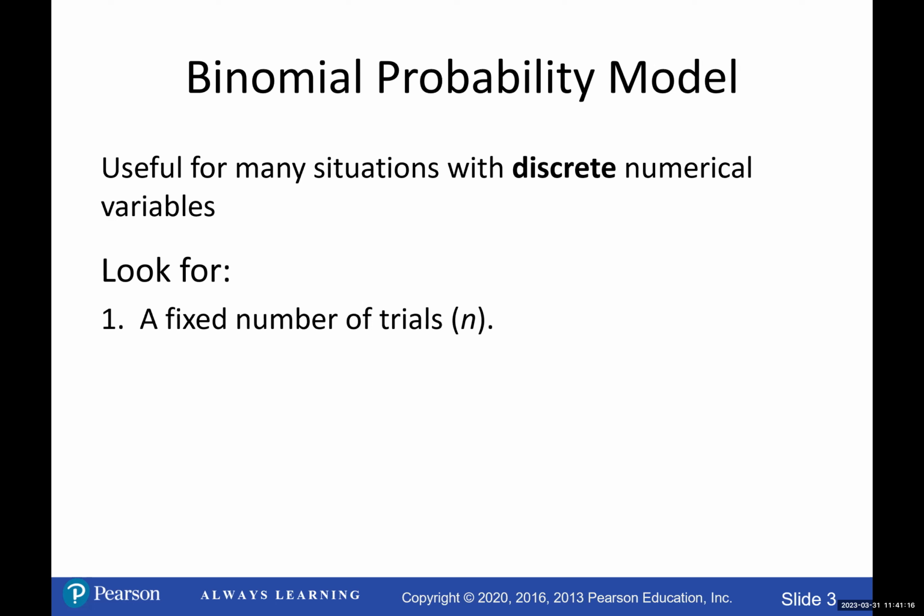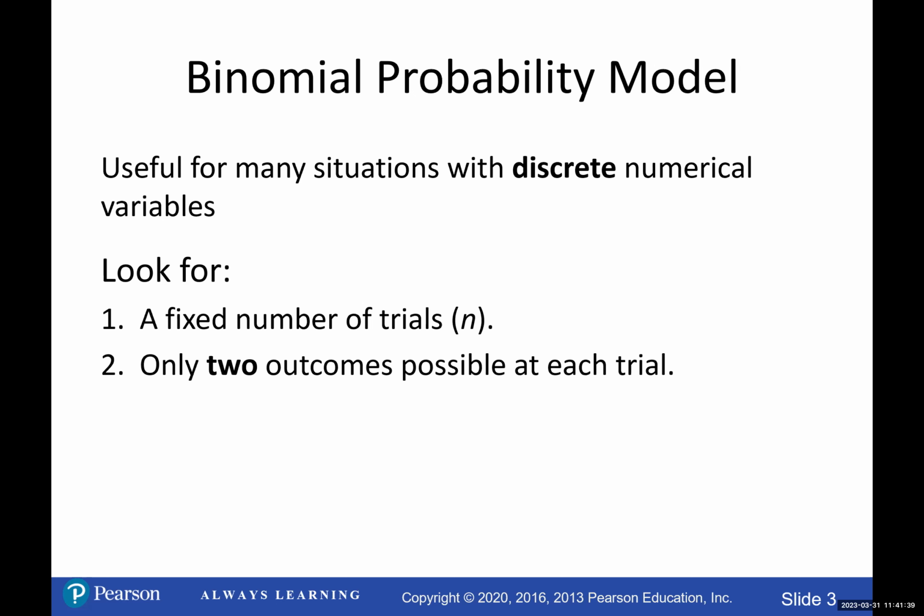We are looking for a fixed number of trials, which is usually n. That is how many trials you're going to try. When you flip a coin 10 times, or 10 trials, n is 10. Next, we have two possible outcomes at each trial, like yes or no, heads or tails, success or failure.